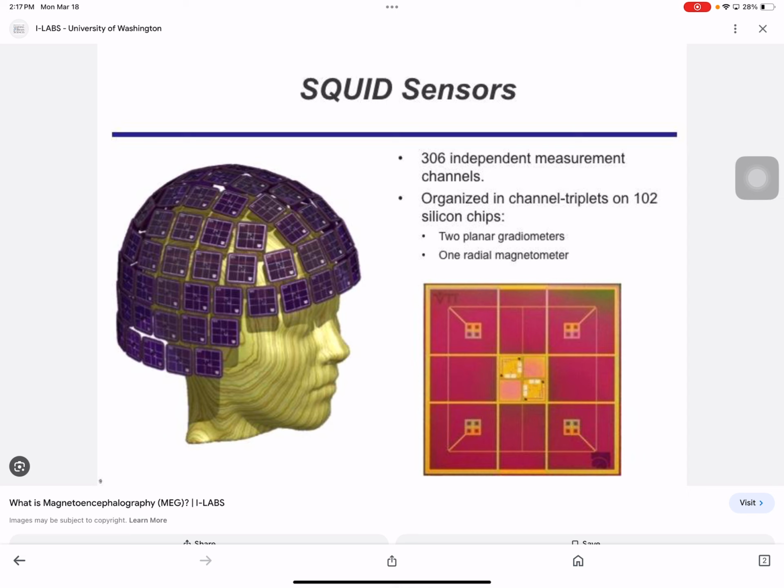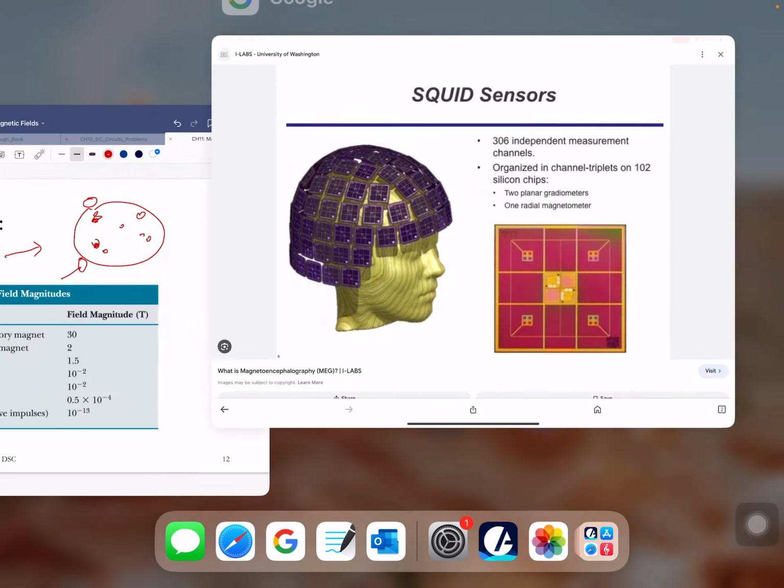So there are sensors being used to detect brain activity. Here's a non-invasive procedure to detect brain activity.